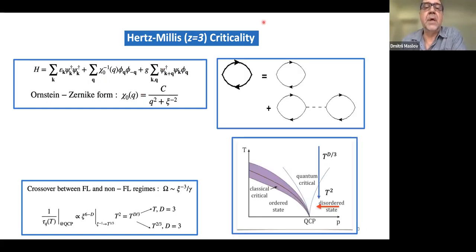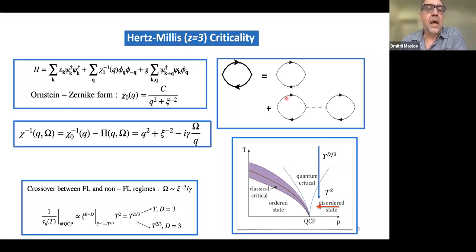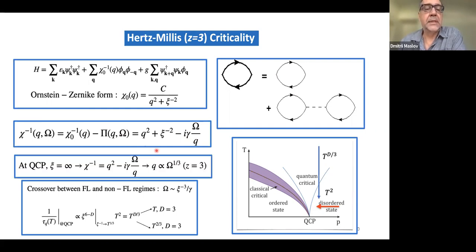In a kind of RPA scheme, you can see that the effective susceptibility will be dressed by the electron polarization bubbles. That means that the susceptibility after this process will be the bare bosonic susceptibility minus the polarization bubble of fermions. And one property of this bubble is that if you go to frequencies which are much smaller than typical vQ, there is a damping term, or Landau damping term, which is ω over Q. At criticality, when ξ goes to infinity, the mass term drops out, and then scaling tells us that Q is proportional to ω^(1/3). That's why it's called z equal to 3. So the dynamical exponent is equal to 3.